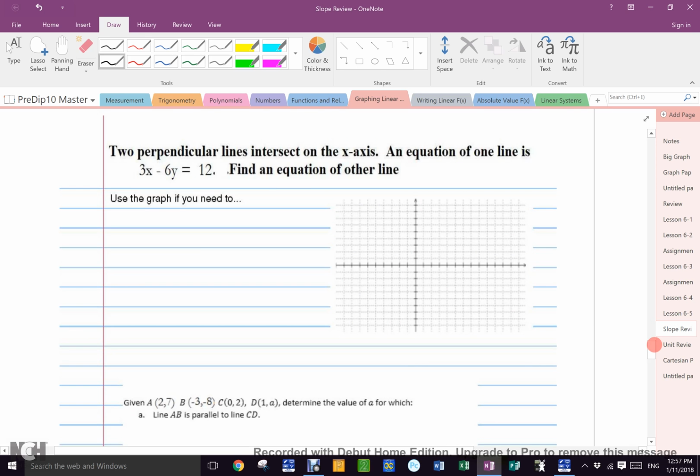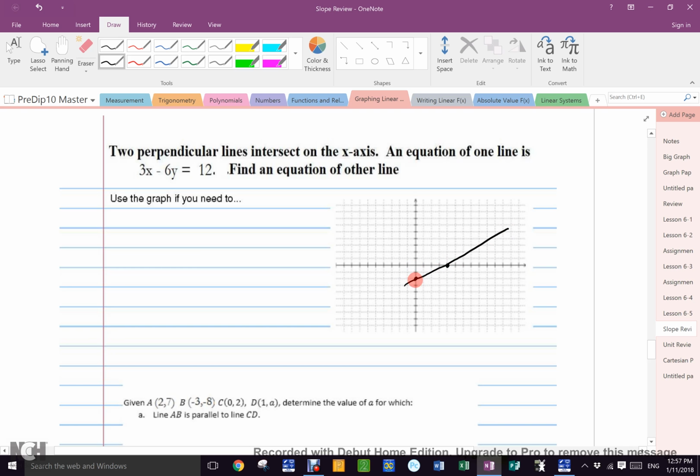Two perpendicular lines intersect on the x-axis. You have one of the lines. Find the equation of the other line. You can do it graphically or algebraically. I do not care. That's why I said use the graph if you need to. If you are going to graph it, you would find the x and y-intercepts, which are 4 and negative 2. And that is line 1, correct?